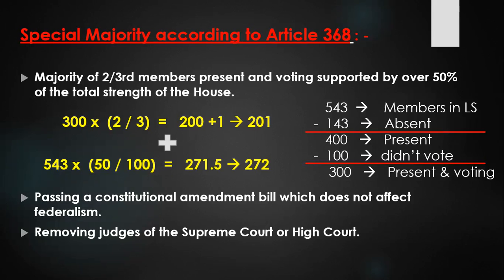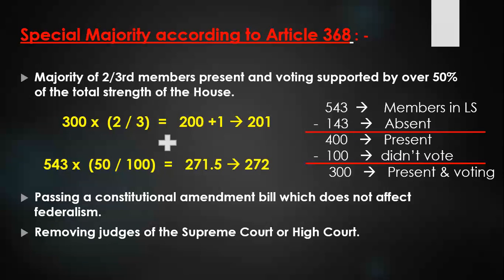Okay. So in this example, even if more than 2/3 of the members present and voting is 201, and even if the bill is supported by 201 or more members, then also the bill will not be passed, because this number is less than 272. So if the bill is supported by at least 272 members or more than that, then only the bill will be passed. Okay.